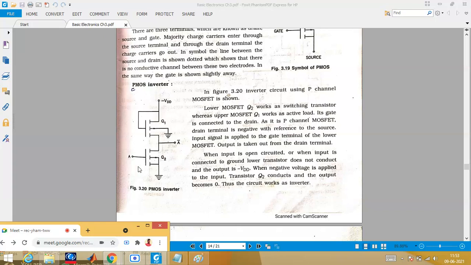But whenever you are giving 1, this will become on. Now this will directly flow to ground and the result will be 0. Is that point clear to everyone?